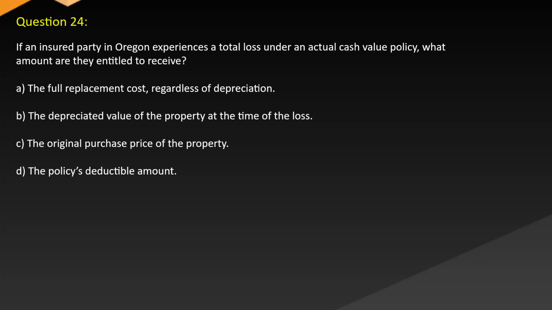Question 24. If an insured party in Oregon experiences a total loss under an actual cash value policy, what amount are they entitled to receive? A. The full replacement cost, regardless of depreciation. B. The depreciated value of the property at the time of the loss. C. The original purchase price of the property. D. The policy's deductible amount.